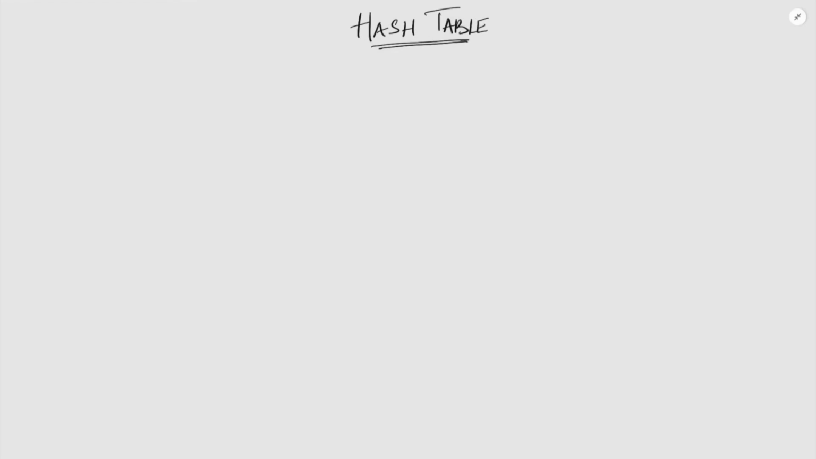This video is the fourth in our data structure series and we are going to look at hash tables. Hash tables are used to store key value pairs where, given a key, you can access the value in constant time.